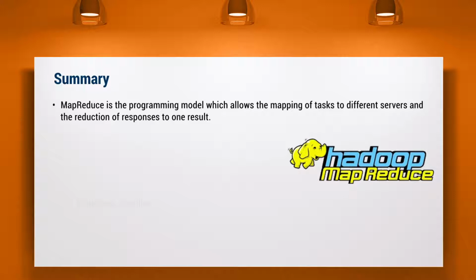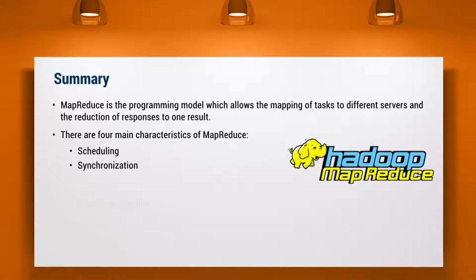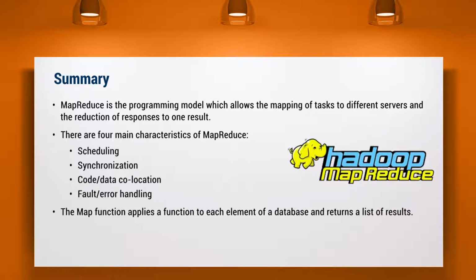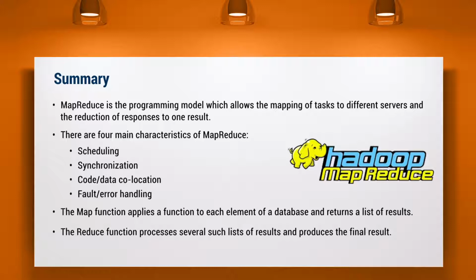Let's do a quick recap of what you've learned in this video. MapReduce is the programming model which allows the mapping of tasks to different servers and the reduction of responses to one result. There are four main characteristics of MapReduce: scheduling, synchronization, code data co-location, and fault and error handling. The map function applies a function to each element of a database and returns a list of results. The reduce function processes several such lists of results and produces the final result.